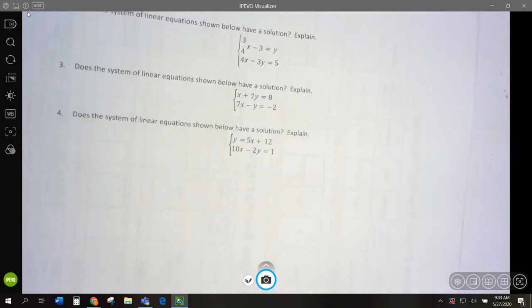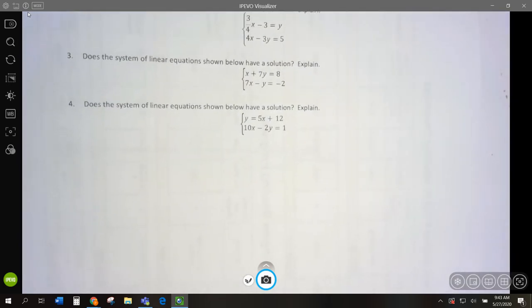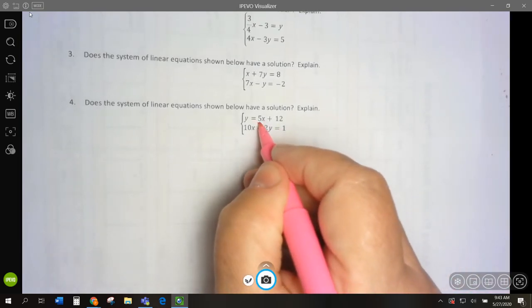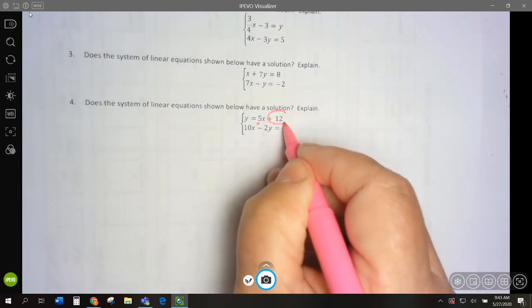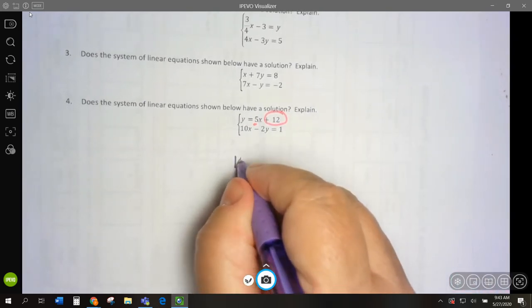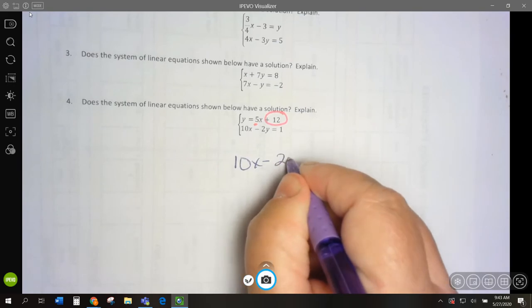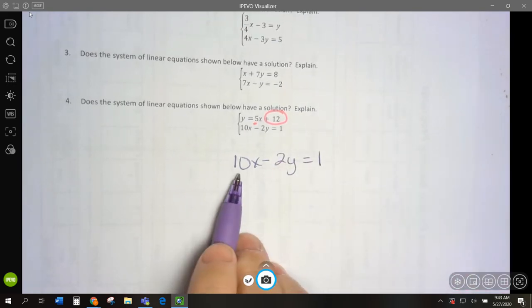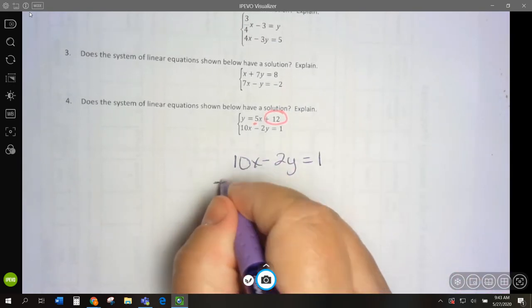Let's do number 4. Okay, this is already in slope-intercept form with a slope of 5 and a y-intercept of 12. So let's look at the next one: 10x minus 2y equals 1. So let's subtract 10x from both sides.